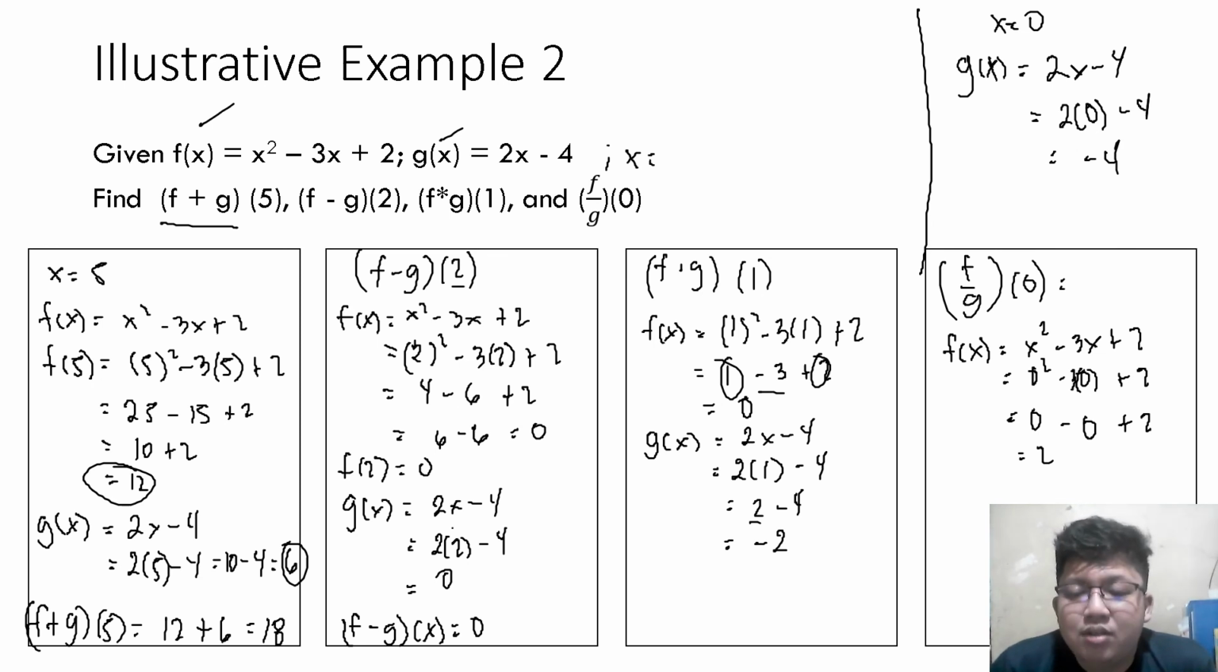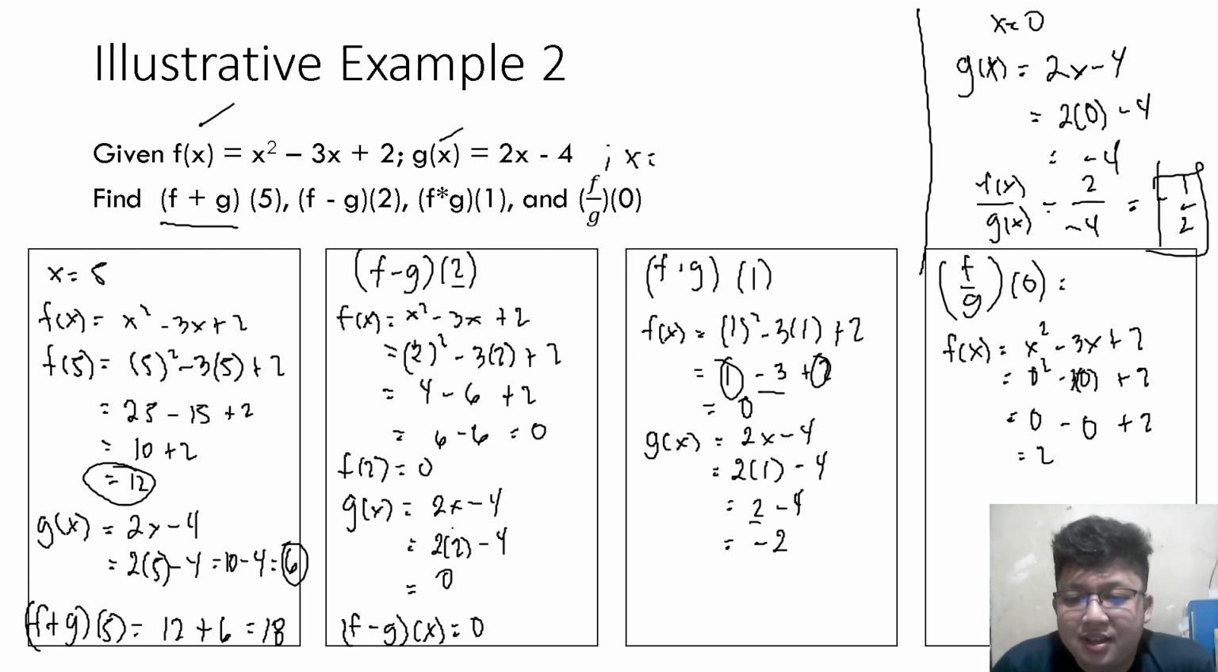Ayan. So, now, we're not done yet. Anong susunod na gagawin natin? We will divide. So, f of x divided by g of x. So, ano po sagot natin? It will become 2 over negative 4. And 2 over negative 4 is equal to negative 1 half.